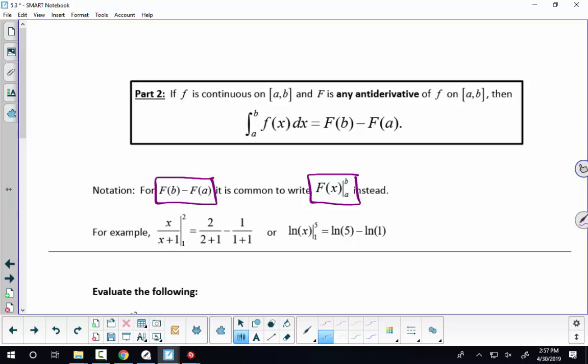In other words, here with x over x plus 1, that's our antiderivative, and we're going to evaluate it from 1 to 2 in the sense that we plug in 2 to the antiderivative first. So we have 2 over 2 plus 1, and then when we plug in this lower limit, we subtract that result. So minus 1 over 1 plus 1. Or if we had the ln of x with the bar from 1 to 5, that means the ln of 5 minus the ln of 1. So that's just the notation that's used here.